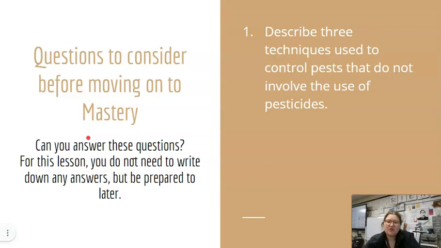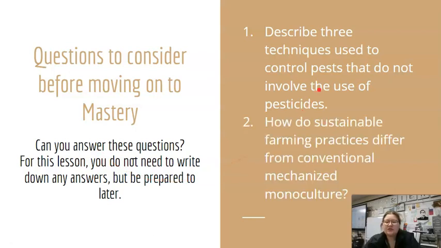So the first is describe 3 techniques used to control pests that do not involve the use of pesticides. And the second is, how do sustainable farming practices differ from conventional mechanized monoculture? There are a lot of differences here in question 2, so just choose a few.